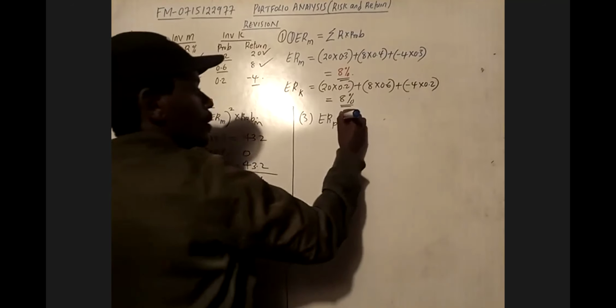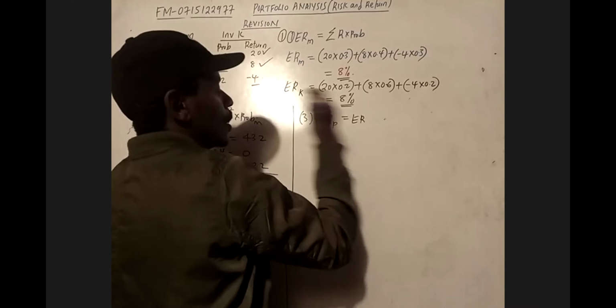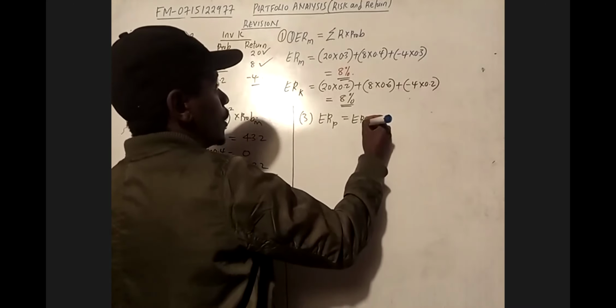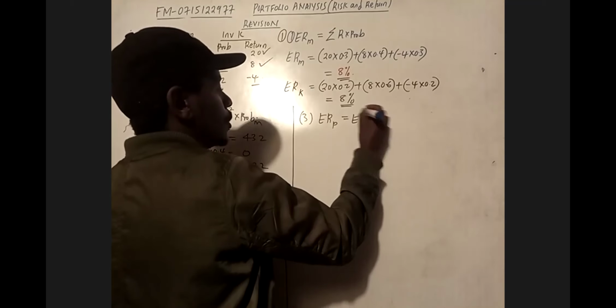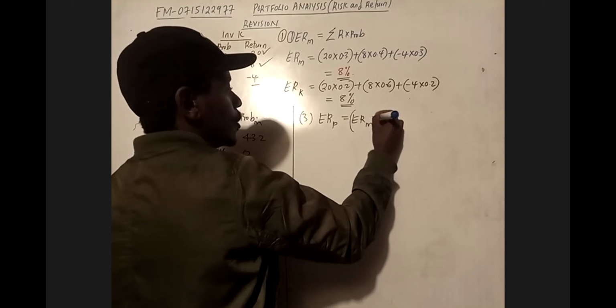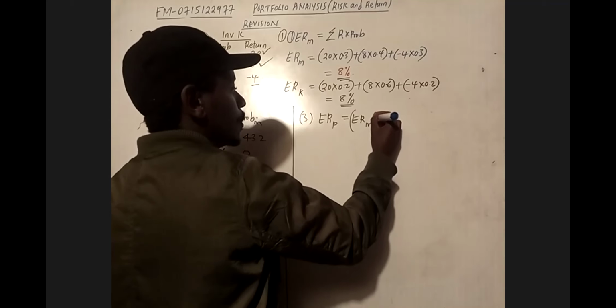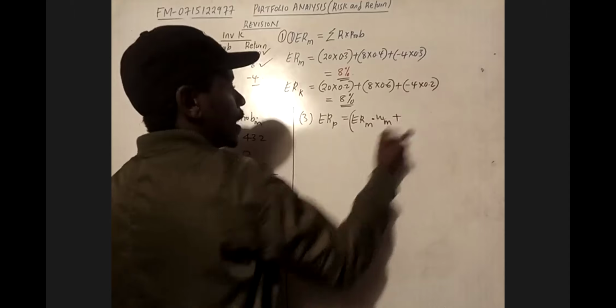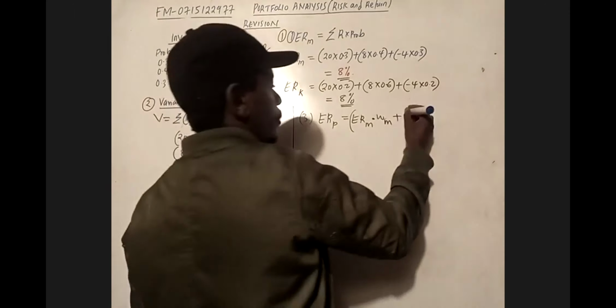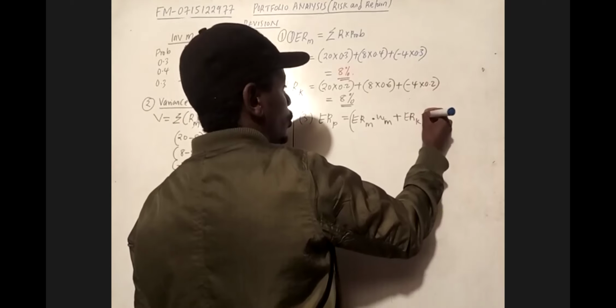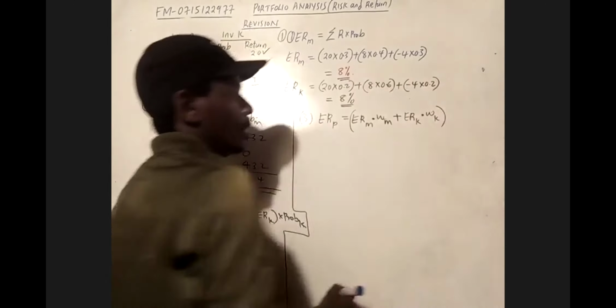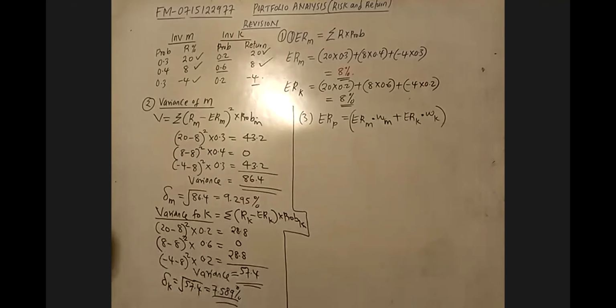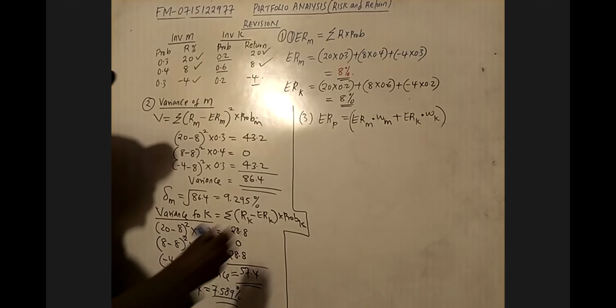So this one is the formula. According to the expected return of the investment M, multiply with the weight of M, plus expected return of investment K, multiply with the weight of K. That's how you're supposed to do that question. So the expected return of the portfolio is equal to the expected return of the investment M times the weight of M. So W means the weight.